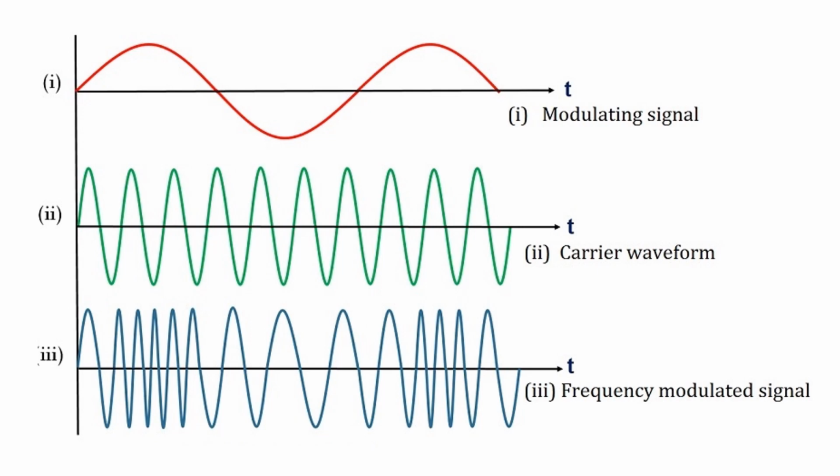This is a revision of the FM signal waveform. On the slide, we can see the modulating signal or information signal, the carrier signal, and the frequency modulated signal. In the FM signal, the frequency of the carrier changes with the amplitude of the information signal or modulating signal. And we know that at the positive peak amplitude of the modulating signal, we get compression in the FM signal, and at the negative peak amplitude of the modulating signal we get rarefaction.